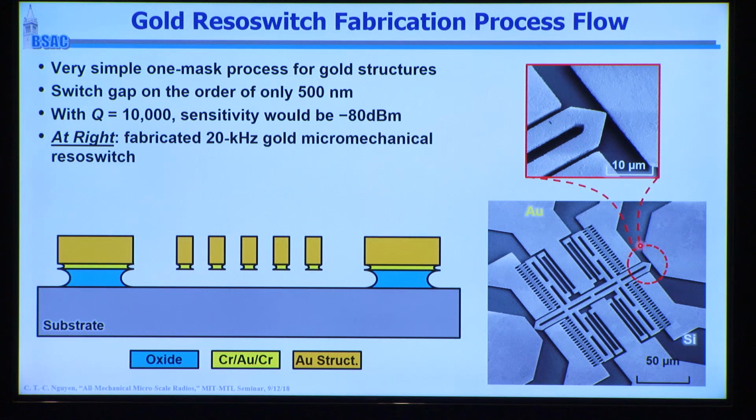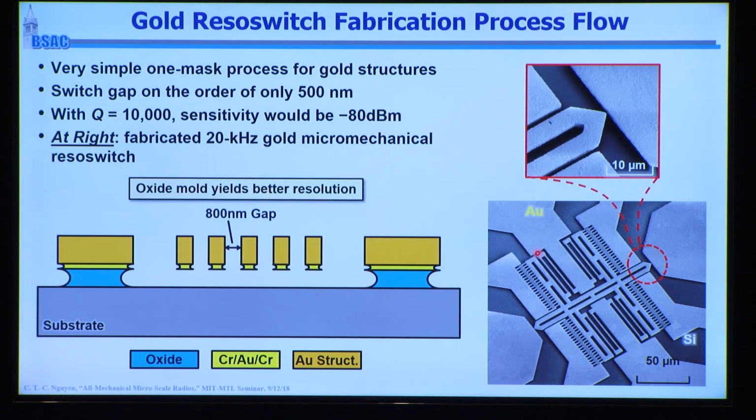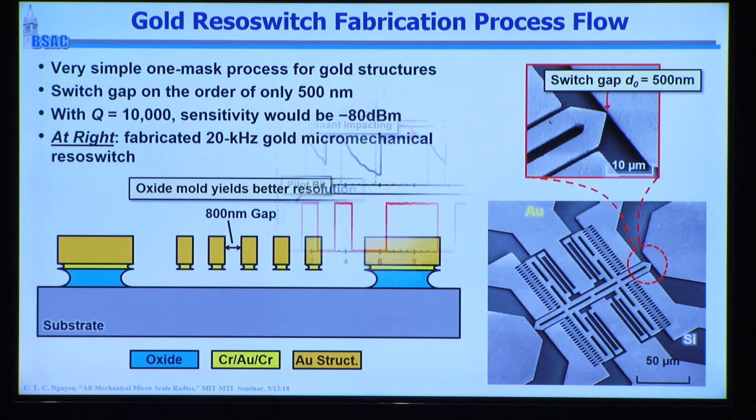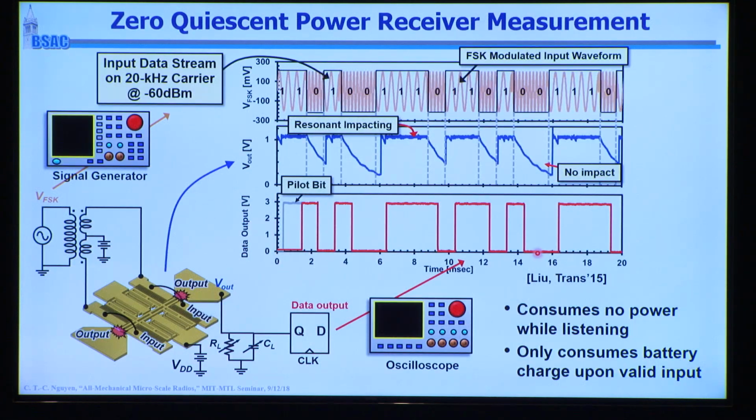So this is an all-gold version of this, we call it a resonant switch. We abbreviate it as reso switch, but that's the main element then that's being used in this mechanical detector. And so does this work? I guess I've got a couple things. Yes, it does. Okay, so this is the actual demonstration of this here.